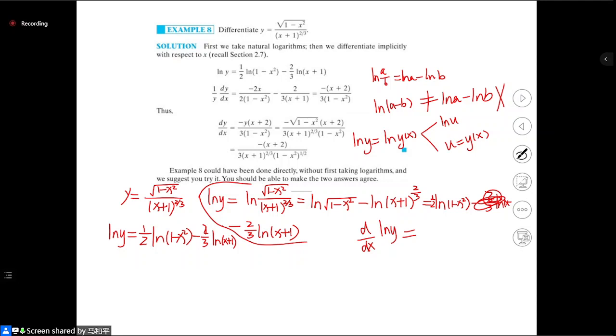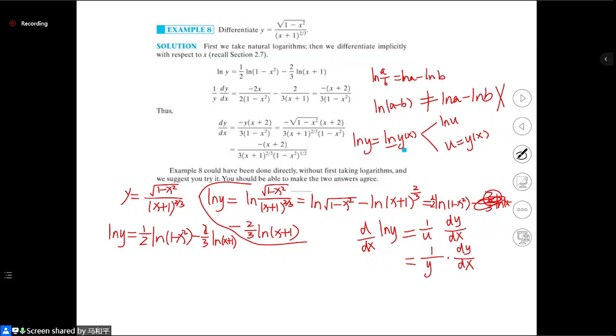This means the derivative of the outer function. Here the outer function is ln u, so it's 1 over u times the derivative of the inner function. The inner function is u equals y(x), so its derivative is dy over dx. Then we replace u by y, giving 1 over y times dy over dx.